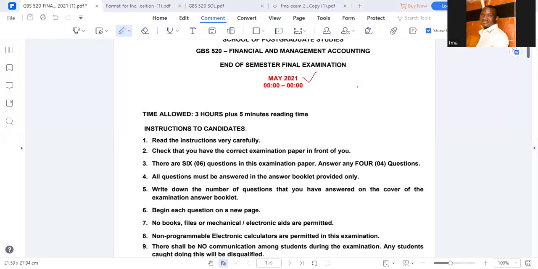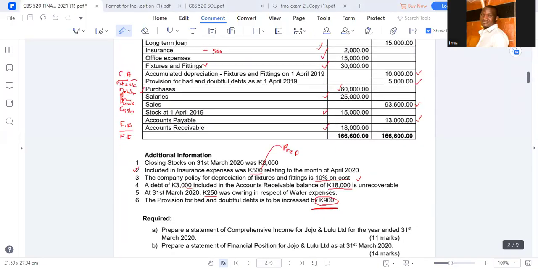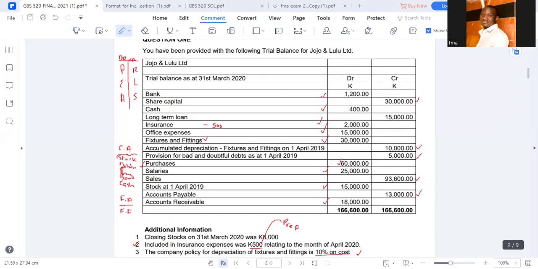We'll review our 2021 paper. Question number 1. We have been given the following trial balance. And the additional information is that the closing stock as of 31st March 2022 was 8,000.